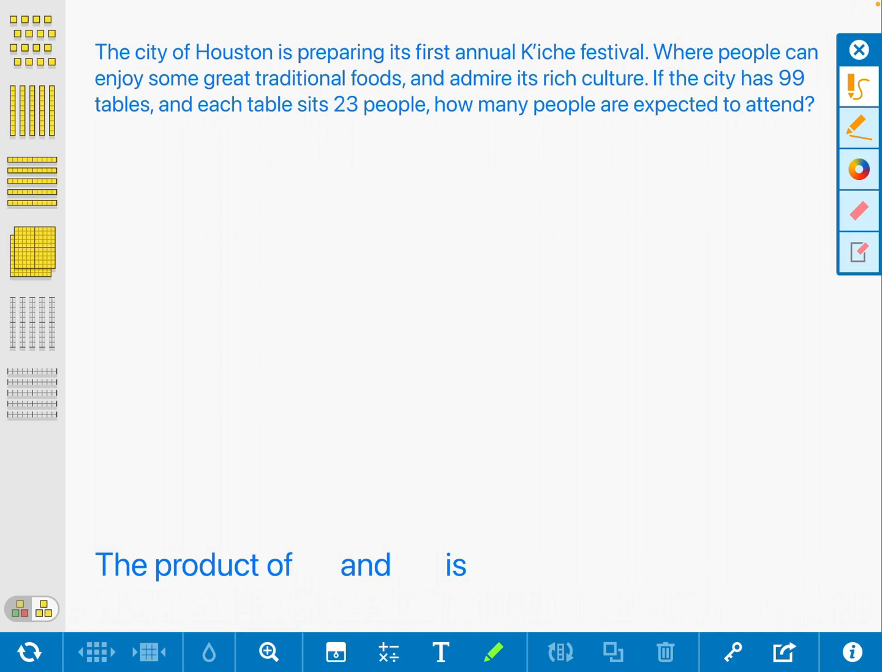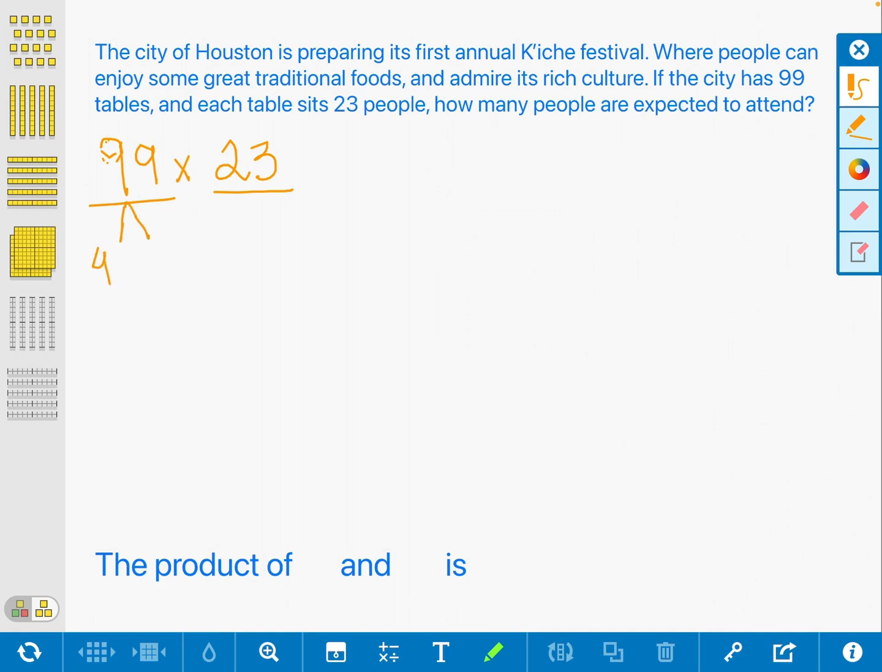So, by reading this word problem, I can see that we're going to be multiplying 99 times 23. 99 represents the number of tables, and 23 represents the number of people that can sit in each table.